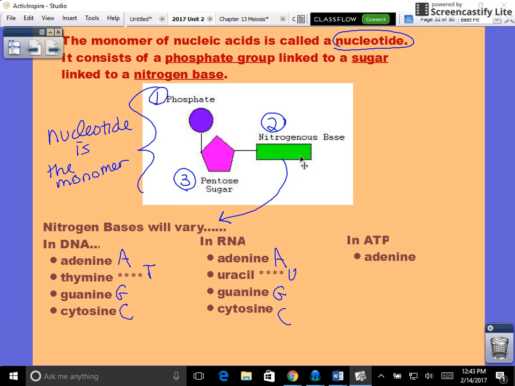In RNA, it's adenine, uracil, guanine, or cytosine. So just pointing out that they're the same except for these 2. Thymine is found in DNA and RNA has uracil. And then in ATP, the base is adenine.